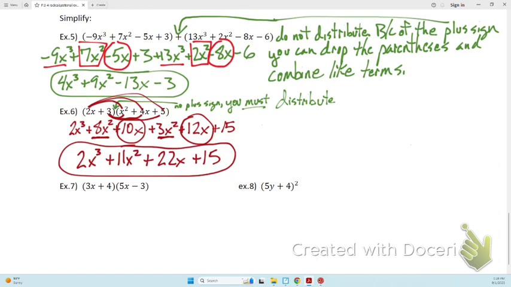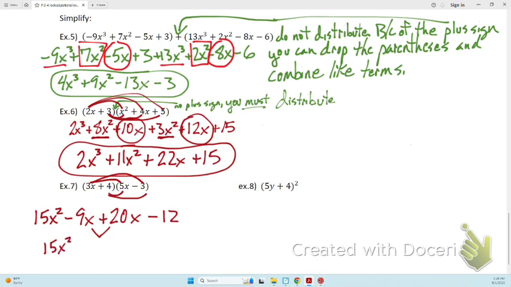All right, now on number 7, it looks a little easier. I think it actually is. Let's distribute. We get 15x squared minus 9x plus 20x minus 12. Typically, in a problem like this, you have to combine the two middle ones, and sure enough, those are our like terms. So we end up with a final answer of 15x squared plus 11x minus 12.